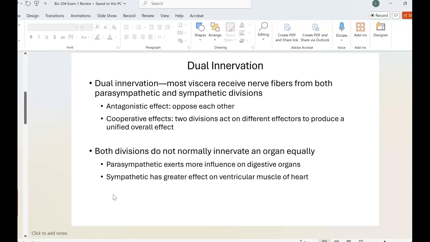Now, even though most places are going to have that dual innervation, it doesn't necessarily mean that they're going to innervate equally. So some places we're going to see more parasympathetic, some places we're going to see more sympathetic. So for example, in digestive organs, we would see more parasympathetic, whereas sympathetic we would see more on heart muscle. So remember, we need both of them to maintain that homeostasis, but it's not necessarily going to be equal.